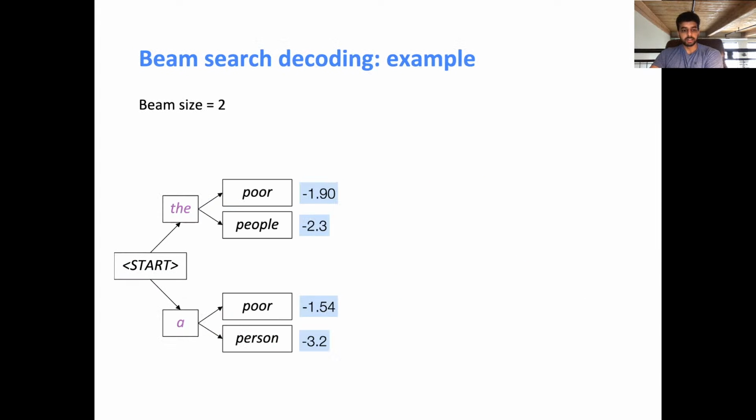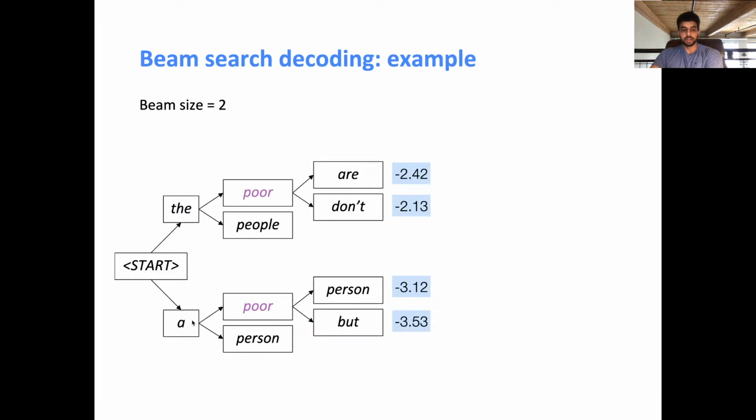So I was referring to the lower branch as anything starting with the word "a", and you can see that at this particular stage in this example, the two most probable candidate translations are both from this first branch, "the poor are" and "the poor don't". Right, you can look at these log probabilities, and if you see here, the two candidates on the bottom side, "a poor person" and "a poor but", both have lower probabilities.